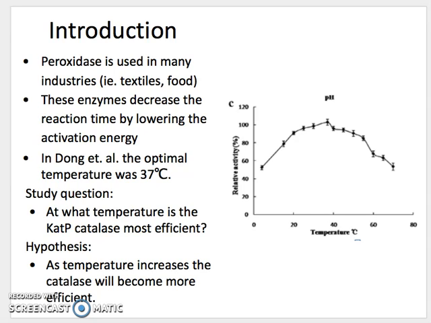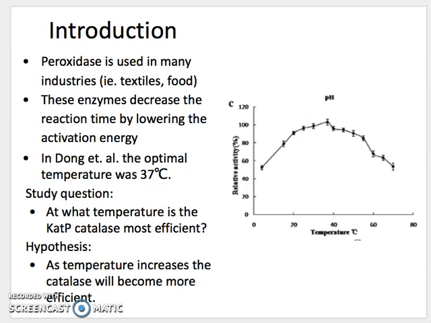Peroxidase is used in many industries like dairy, textiles, food, and ceramics. In all these industries, time is a very crucial factor. Increasing the efficiency would be a very beneficial way to save money. The question asked was, what temperature is the peroxidase most efficient at?